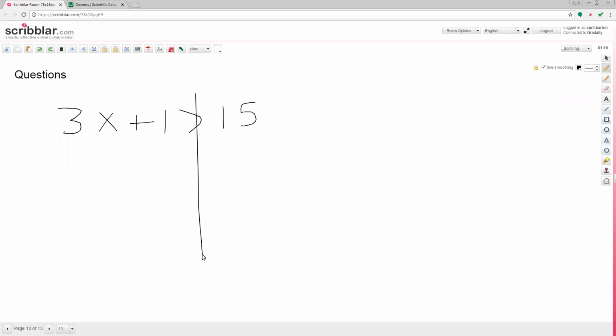So what opposite should we do? For minus, I'm sorry. That's a plus sign, right? 3x plus 1, yep, 3x plus 1 greater than 15. So minus, because that's the opposite of plus.